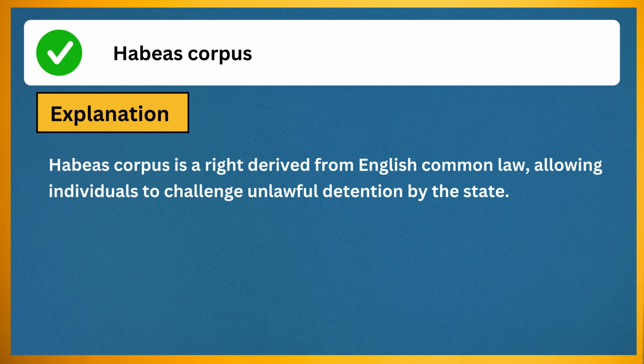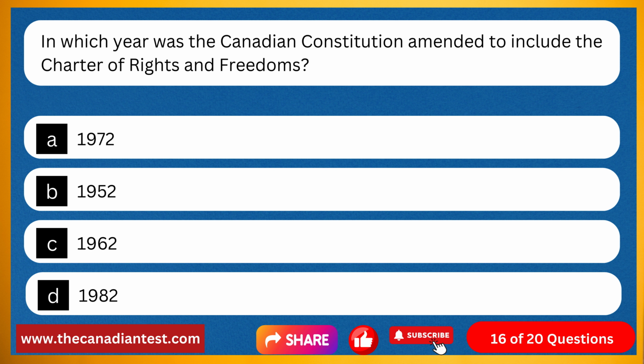The correct answer is habeas corpus. Explanation: habeas corpus is a right derived from English common law, allowing individuals to challenge unlawful detention by the state. Question 16. In which year was the Canadian Constitution amended to include the Charter of Rights and Freedoms?